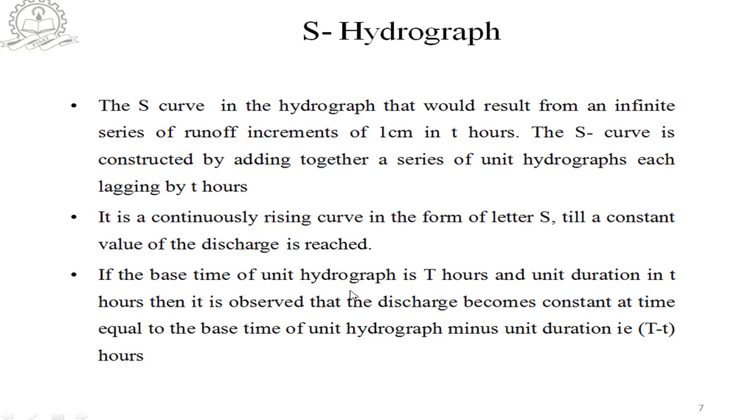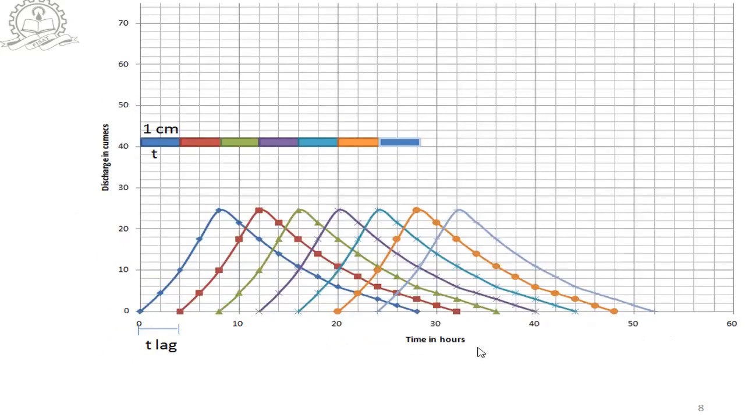If the base time of the unit hydrograph is T hours and the unit duration is t hours, then observe that the discharge becomes constant at a time equal to the base time of the unit hydrograph minus the unit duration, that is T minus t hours. That I will discuss with the graph.